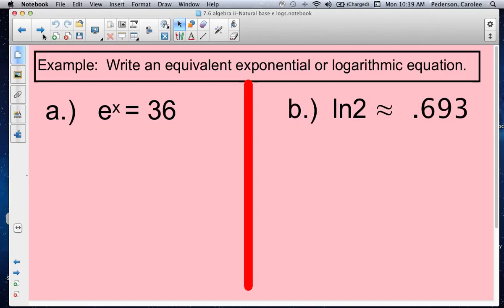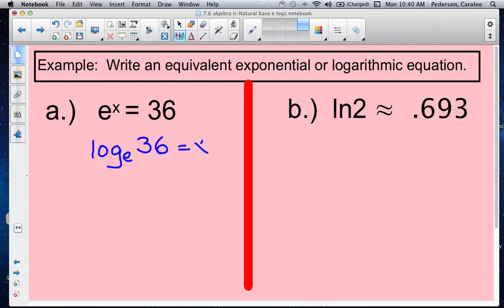So the first example, e to the x equals 36. Write an equivalent exponential or logarithmic equation. So you could rewrite this as log base e of 36 equals x.